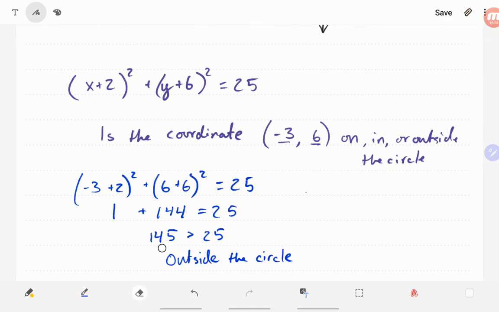So I know this is outside because the value that I got when I plugged this in is greater than my radius value. So what we know is if you end up with a larger value, it's going to be outside. If it is less than, it's going to be inside. And if it is equal to, that's when you know it is on the circle.